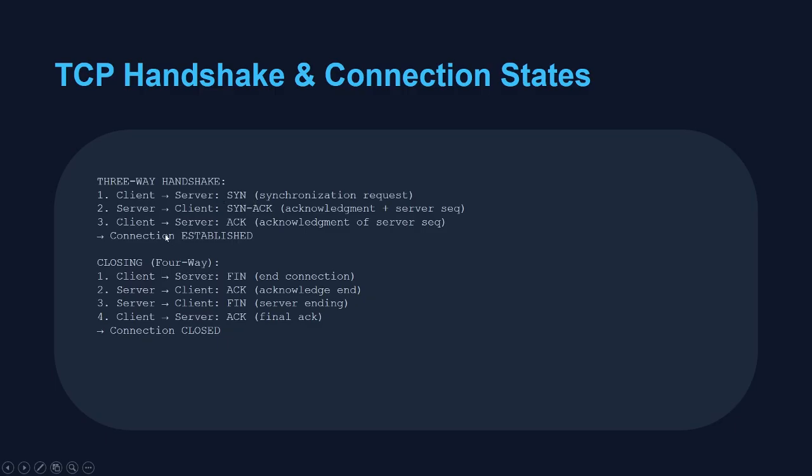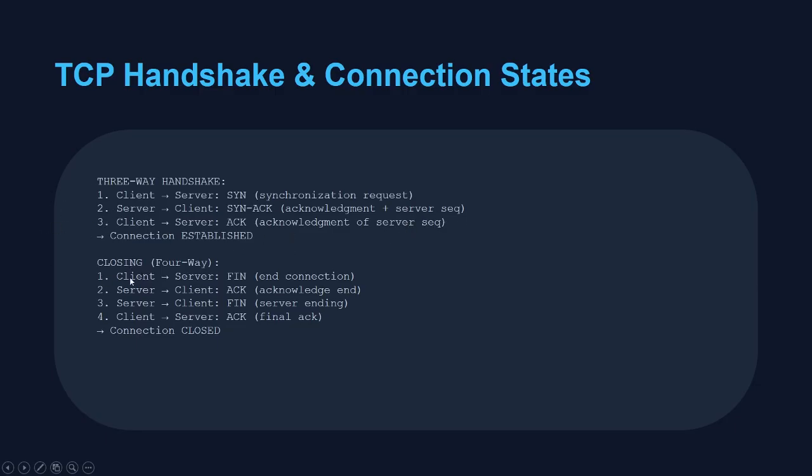I will repeat this again. The client sends the server a synchronization request. Then the server sends the client a SYN ACK, an acknowledgement that it received the synchronization request, plus a server sequence. Then the client sends the server an acknowledgement of the server sequence. Then the connection is established. That's it.